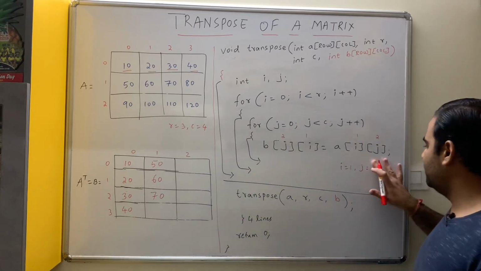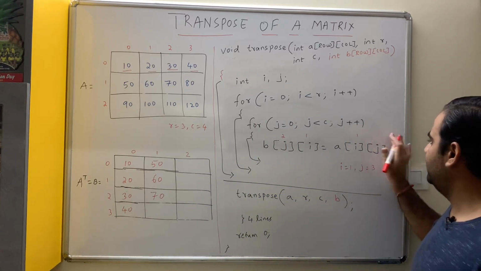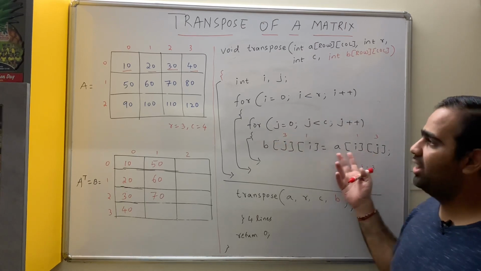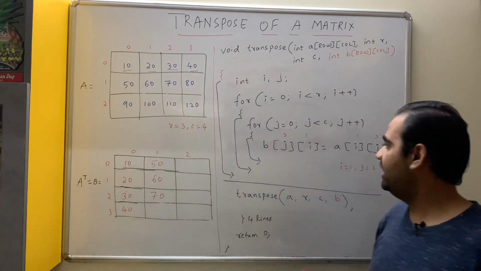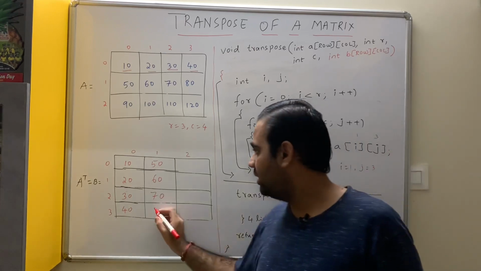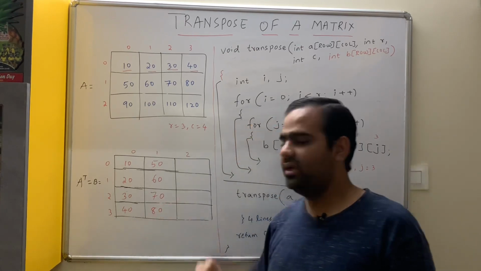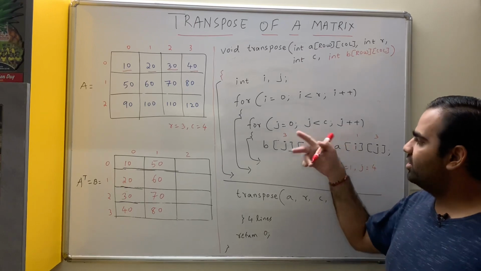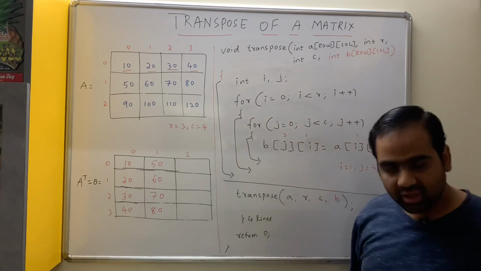Now again j plus plus, the value of j will become 3. Now this is 3, this is 3. You take a of 1 3. What is a of 1 3? It is 80, and you write it at b of 3 1. Now this is b of 3 1, you write 80. Again we say j plus plus, j becomes 4. 4 less than 4 is false. You come out, that means the second row is done.